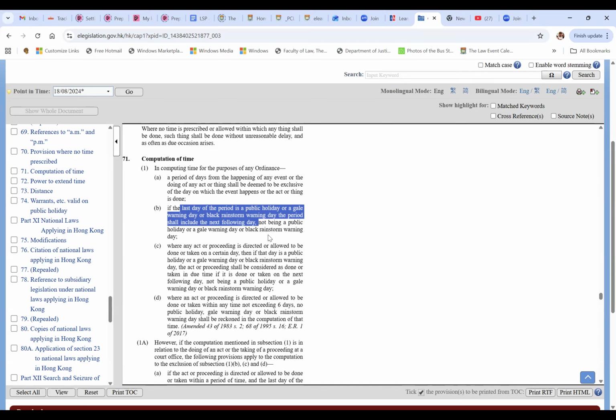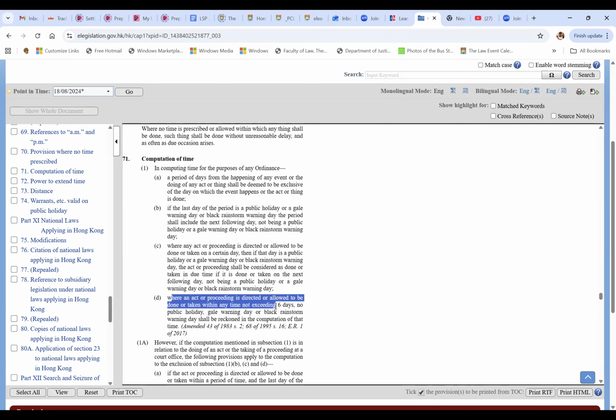Okay? Now, I also want you to take a look at subsection D, where an act is directed or allowed to be taken within any time not exceeding 6 days, no public holiday, etc., shall be reckoned. So, in other words, if your time period is 6 days or less, you do not count public holidays when you are calculating your period of time, right?